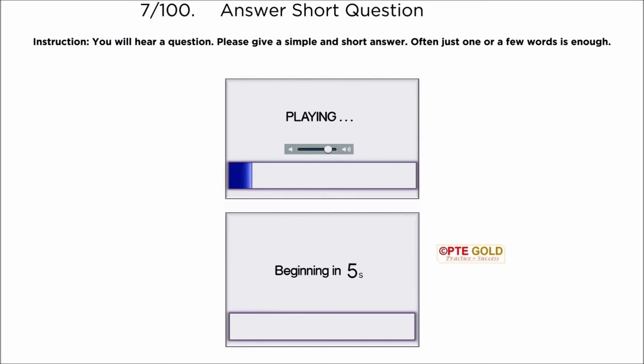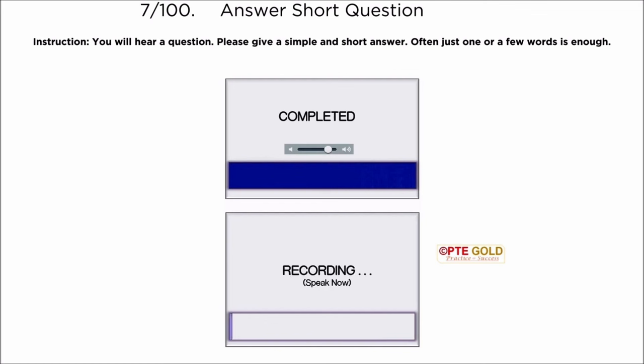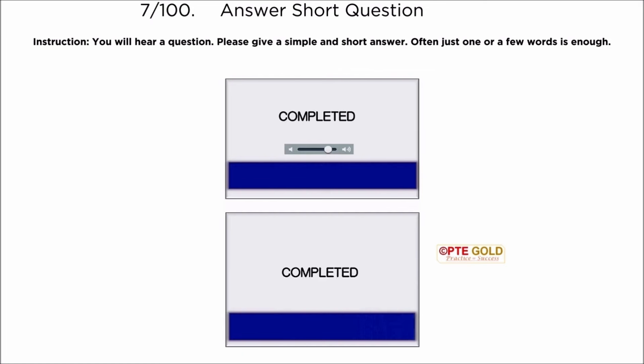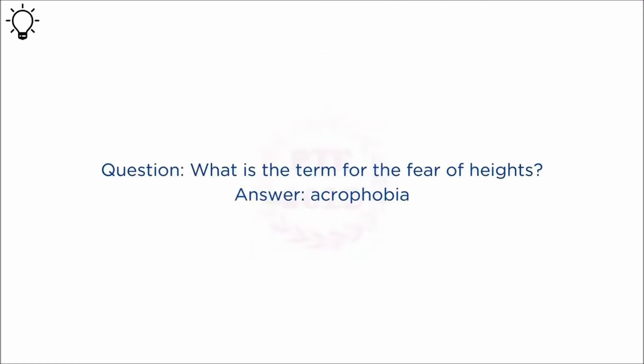What is the term for the fear of heights? Acrophobia.